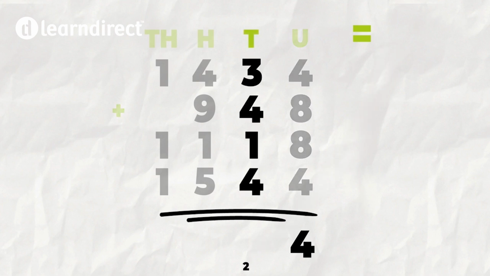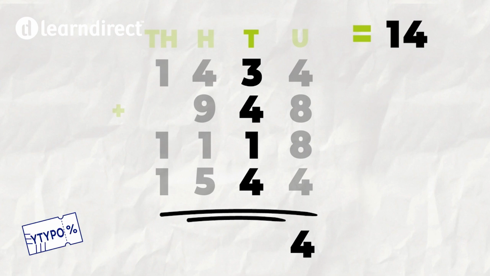3, add 4, add 1, add 4, equals 12. Adding the 2 that was carried over makes 14. Write down the 4 and carry the 1 to the hundreds column.